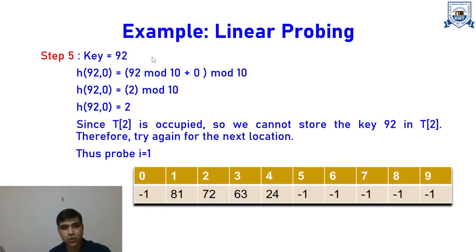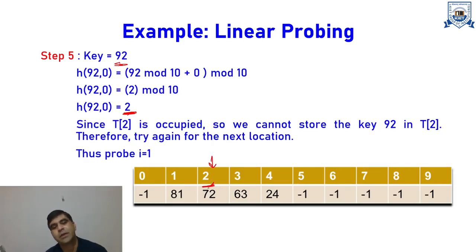Now the next key we want to store is 92. For 92, the index calculated using this hash function is 2. Now when you look at index 2, this location is already occupied by some other key value, which is 72.